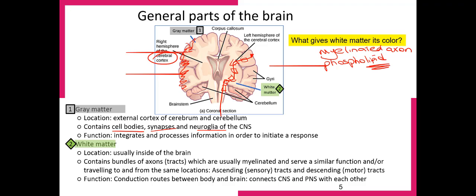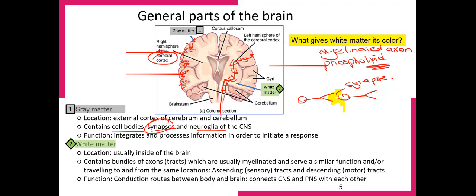And these are where connections are made, right? Synapses are connections. So when you have one neuron making a connection with another one, the space in between the two neurons is called the synapse. And the purpose of the gray matter is that it receives information, it integrates it, it processes it, and then it sends a signal back down to whatever changes need to happen.